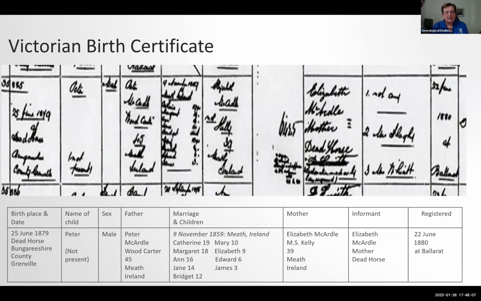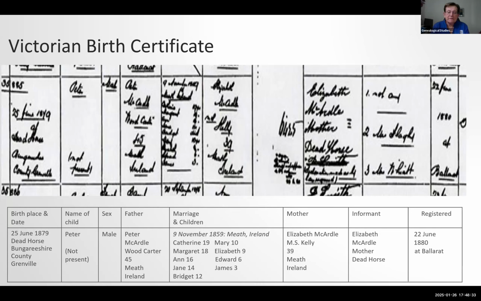His name there is given as Peter, and he's not present at the registration. A male child, and the father's name is Peter McArdle. He is a woodcarter. Wood would have been a very valuable resource to that mining community. Not just wood for fires, wood for homes, and wood for props for the mine shafts.